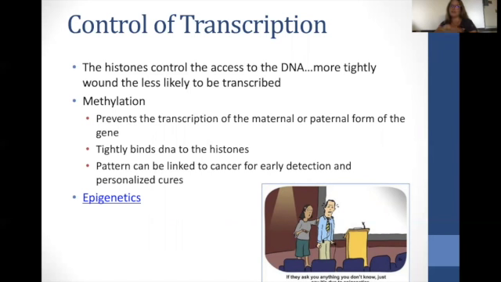Methylation prevents the transcription of maternal or paternal forms of that gene. Remember, you've got the mom gene and the dad gene. We can hide away mom's gene and only transcribe dad's gene. Pattern can be linked to cancer for early detection and personalized cures. And this is that whole idea of epigenetics. So which genes are used and which genes are not used. Make sure you watch that video on epigenetics.